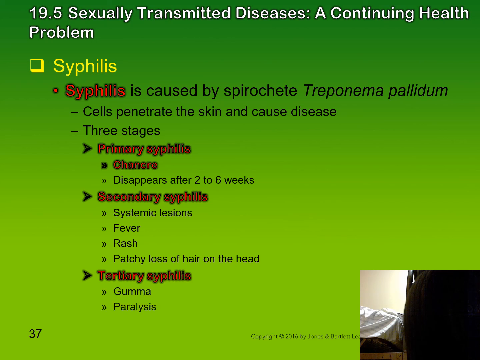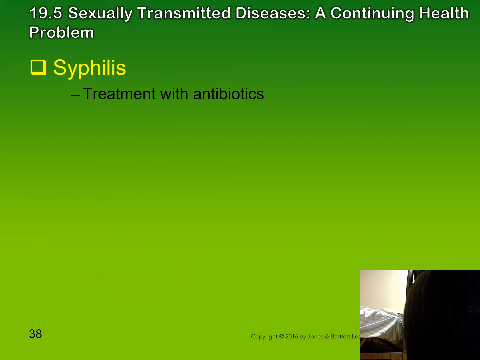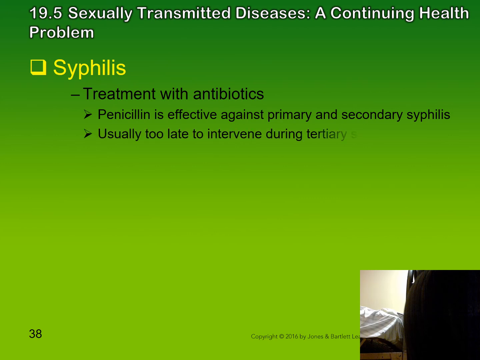Tertiary syphilis, you get a gumma, and you get paralysis, and you very often go insane in tertiary syphilis. Okay, syphilis can be treated with antibiotics. Penicillin is effective against primary and secondary. It's usually too late by the time you get to tertiary syphilis.